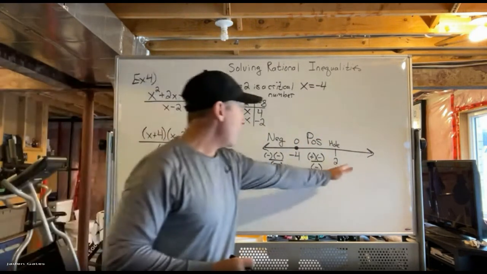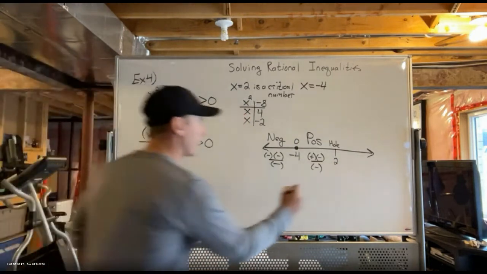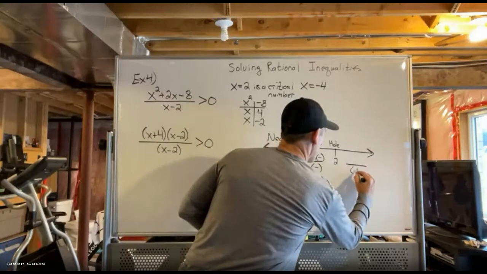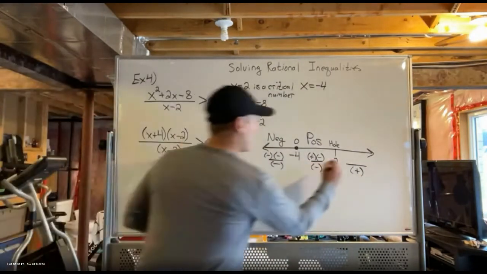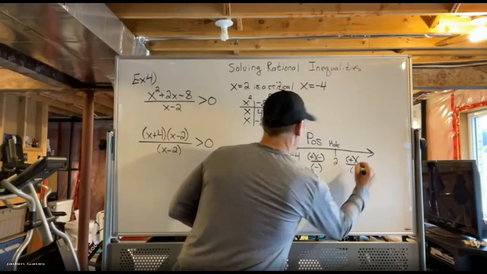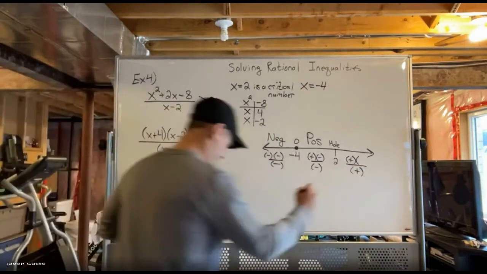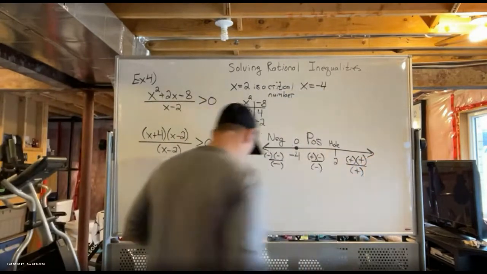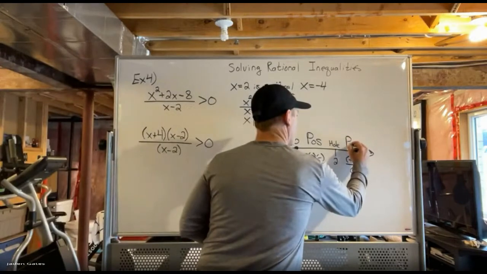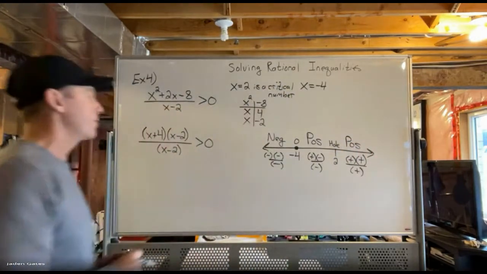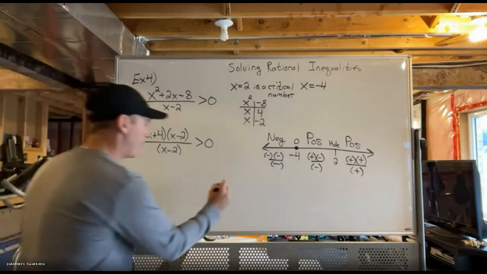All right, now we go after 2. So a number like 3, of course. So our bottom there is definitely going to be positive. 3 minus 2 is positive. 3 plus 4 is positive. And 3 minus 2 is positive. Okay. And so what we're looking at is positive times a positive divided by a positive is positive. So what makes our inequality true?